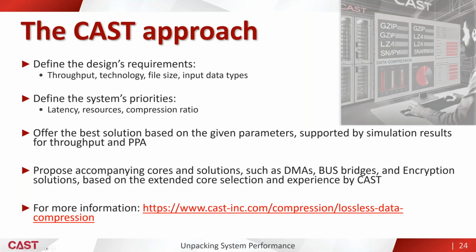Or do you need to hit a specific target for the compression ratio? Based on these parameters, we will give you the best solution. It's always supported by simulation results and implementation results for throughput and power performance and area. And then we can also propose accompanying cores and solutions, such as the DMAs and the bridges I presented in the integration phase before, and also encryption solutions, all based on the extended core selection and portfolio experienced by CAST.